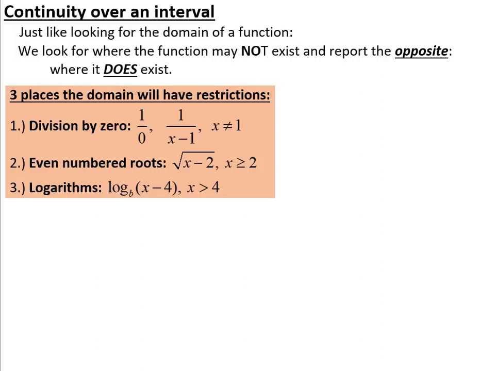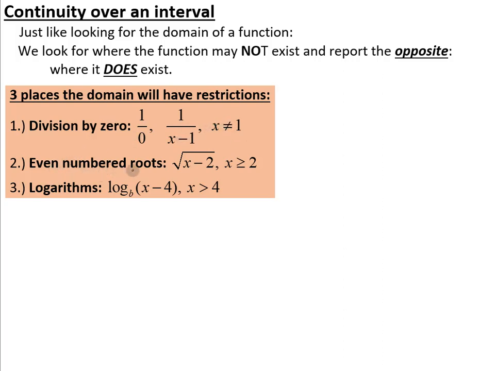So if you remember, there are 3 places where our domain might have restrictions, 3 things that we can't do. 1, division by 0 is undefined. So for instance, if I had a function 1 over x minus 1, x cannot equal 1 because we'd have 1 over 0, which is undefined. So for division by 0, values that make our denominator 0 specifically, we have to exclude.